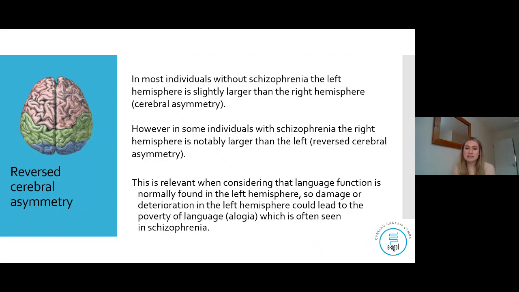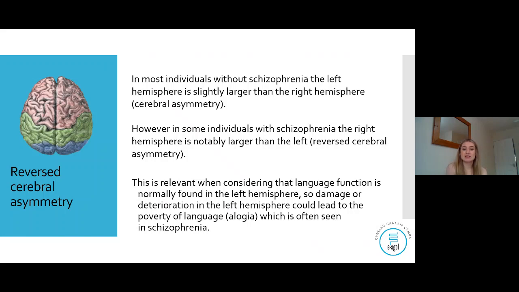However, in people with schizophrenia, that is reversed. Obviously, it's called reversed cerebral asymmetry. So that means that the right hemisphere is notably larger than the left hemisphere. Our language hemisphere, the left one, is smaller in people with schizophrenia. Now, I'm hoping that you are able to identify how that might link to a symptom of schizophrenia. We have got the symptom of alogia, which means poverty of speech, where you are quite quiet, unable to make or form a coherent sentence, and you don't really speak that much. Now, if we know that our left hemisphere is to do with language and people with schizophrenia have a smaller left hemisphere, that would explain that symptom, wouldn't it?